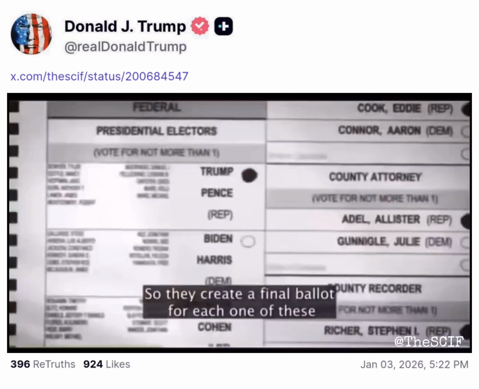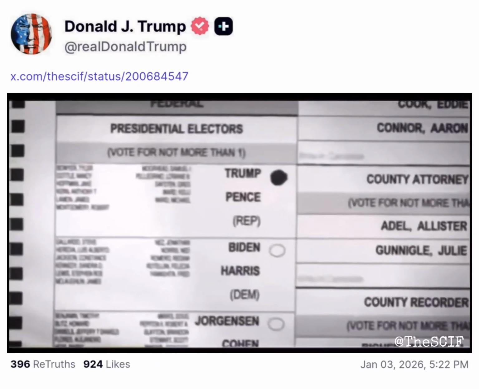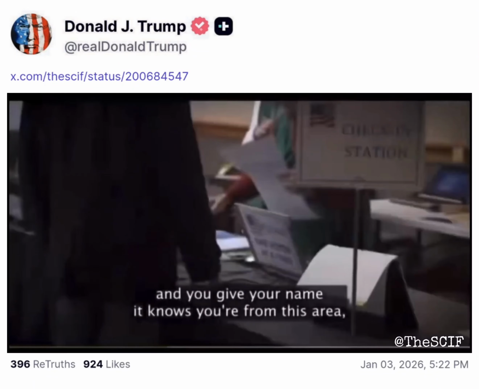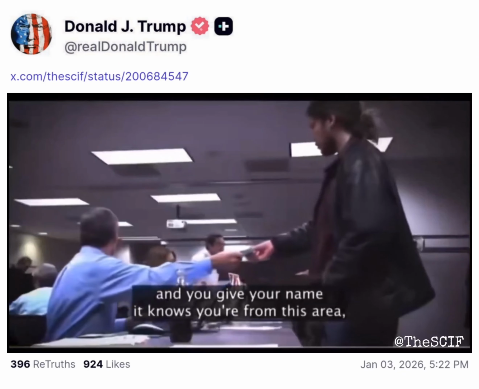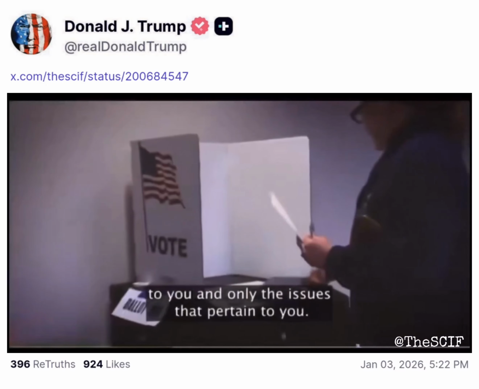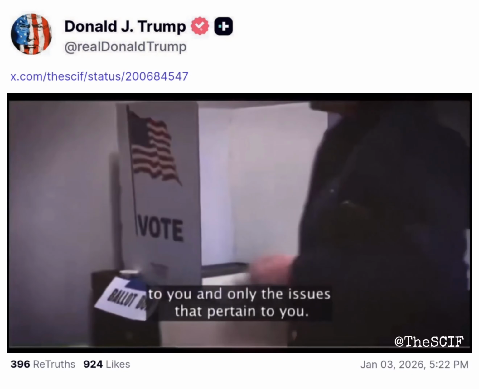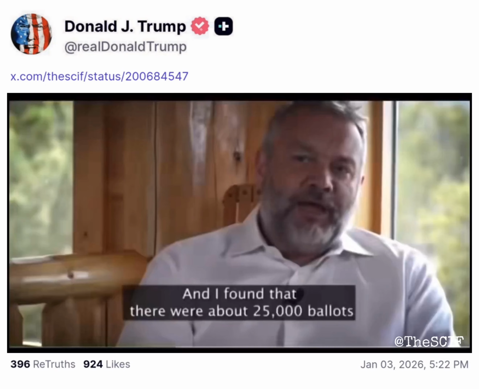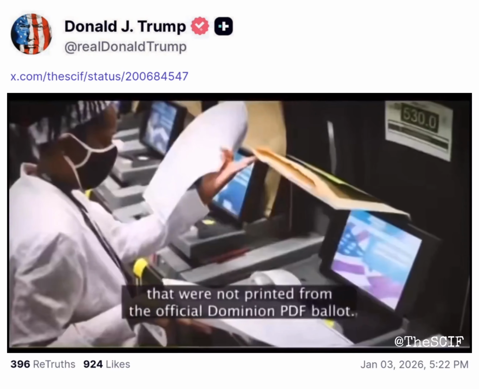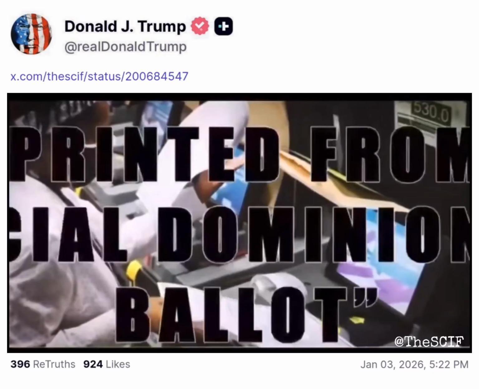So they create a final ballot for each one of these districts or zones or regions, so that when you go in and you give your name and it knows you're from this area, you would get this ballot to vote on all the issues that pertain to you, and only the issues that pertain to you. And I found that there were about 25,000 ballots that were not printed from the official Dominion PDF ballot.